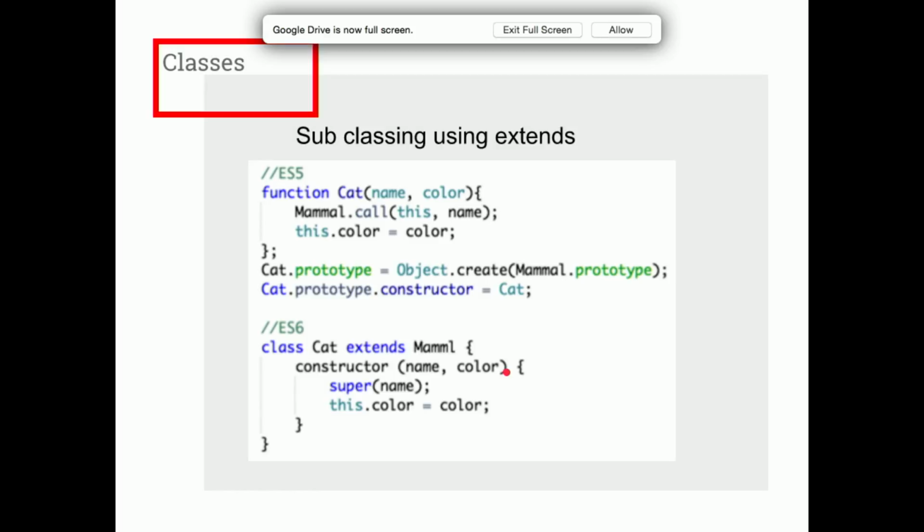And when you want a subclass, you just use the extends keyword. You might remember that to subclass cat from mammal, we had to call the mammal's constructor, then define these values on the cat's prototype. The extends keyword basically does this for you, and then you just call your parent's constructor within the child's constructor.